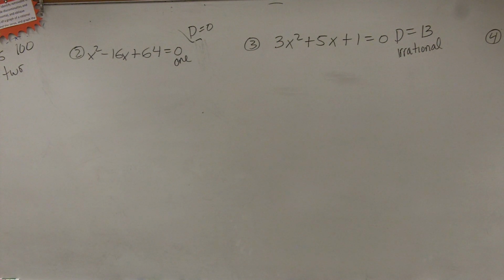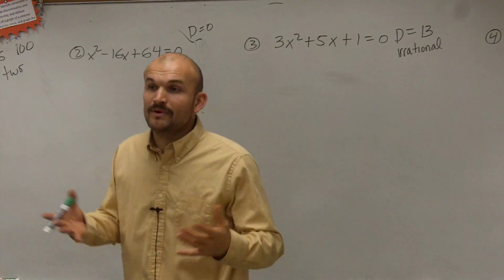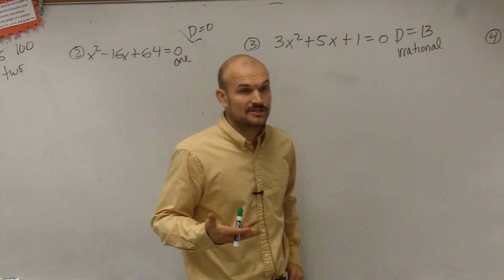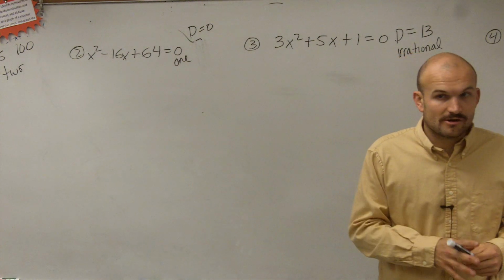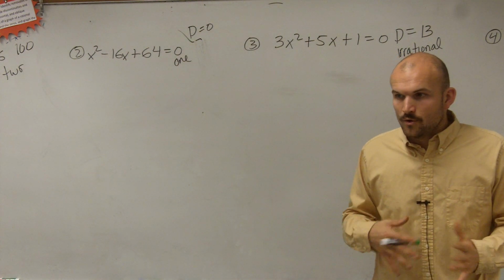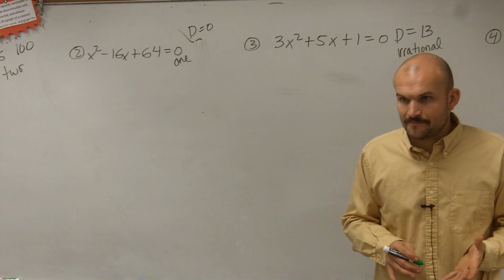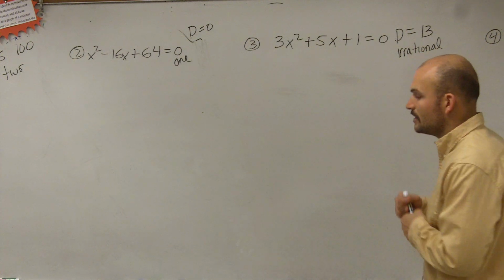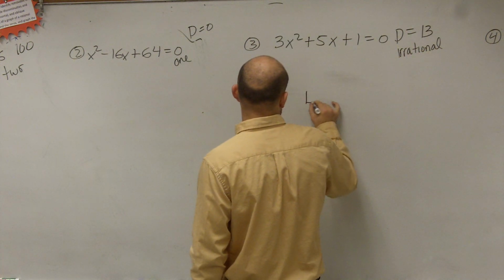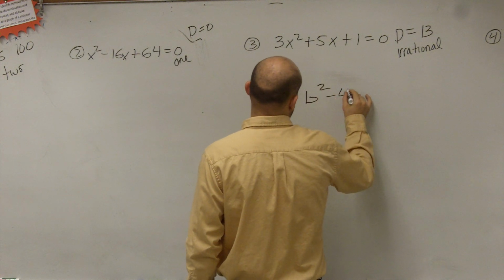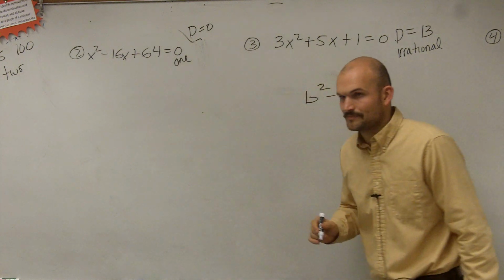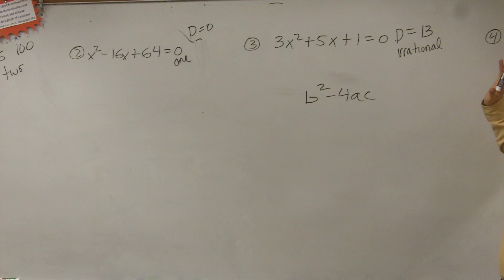Okay, so what we've talked about so far is finding the discriminant. And we use the discriminant to understand what our roots were going to be, right? So if you guys remember, the discriminant is b squared minus 4 times a times c. All right, now we worked on some problems up here.